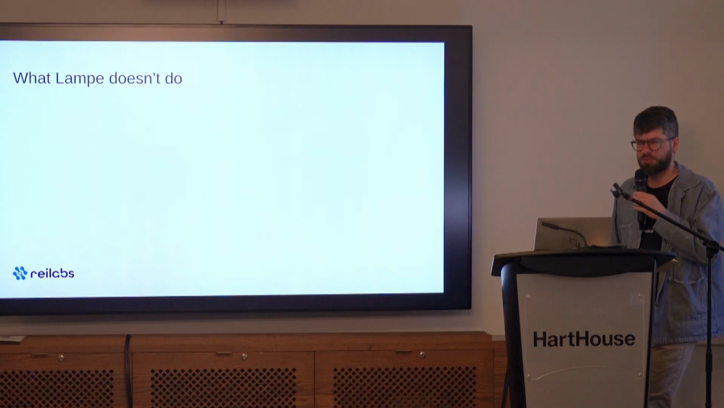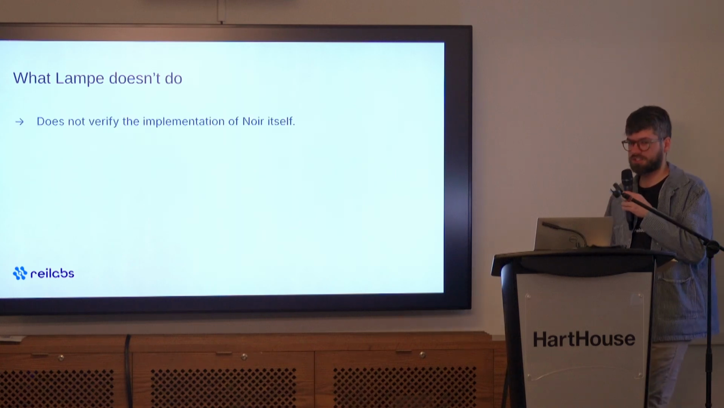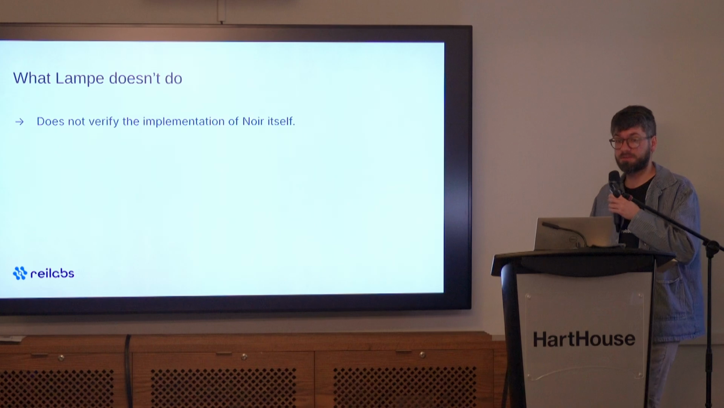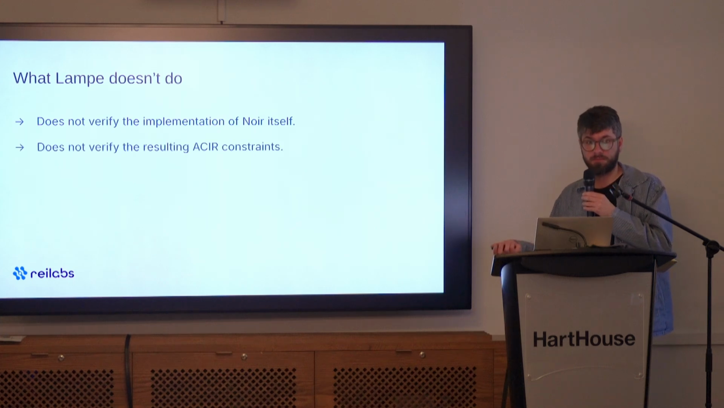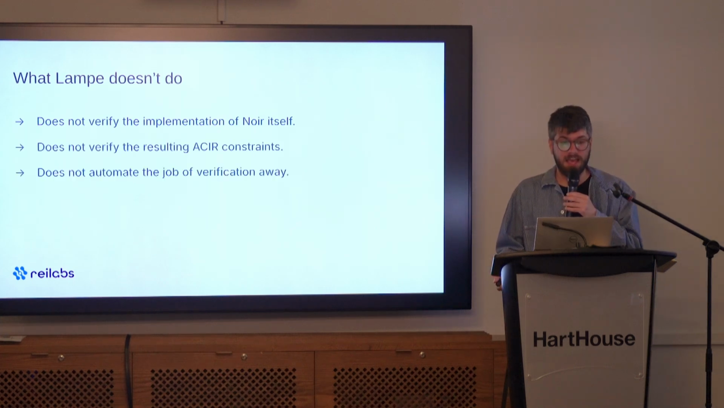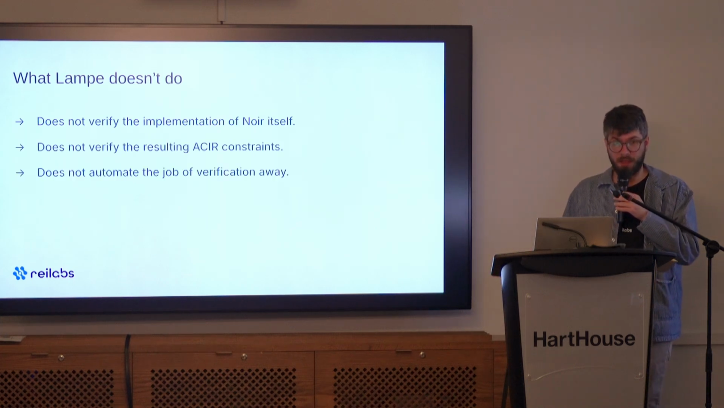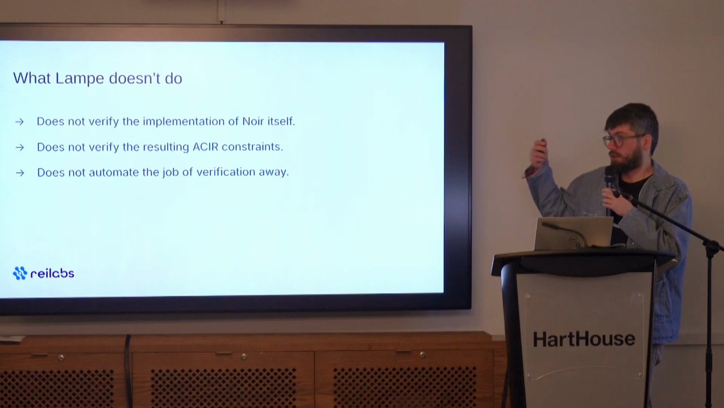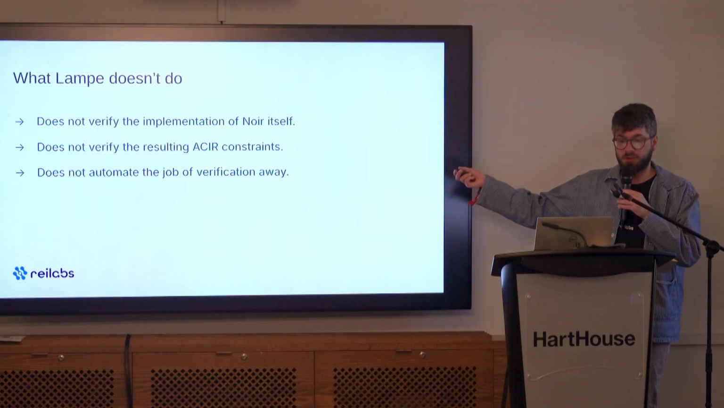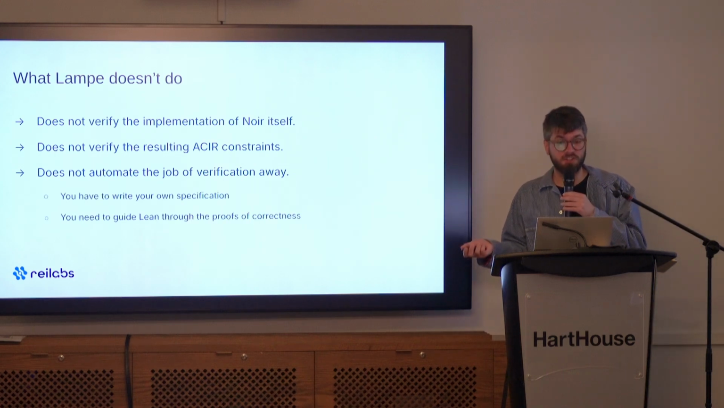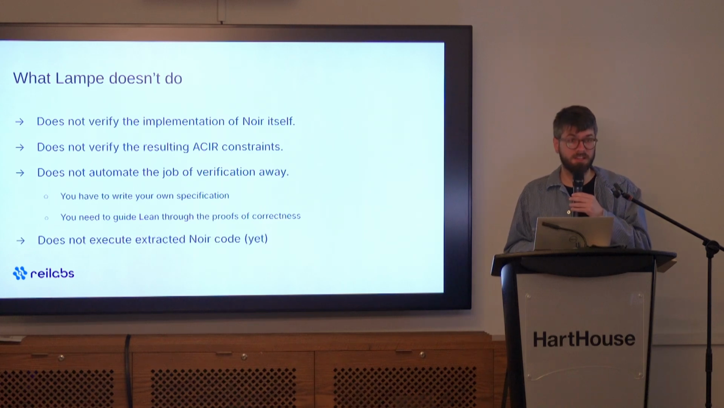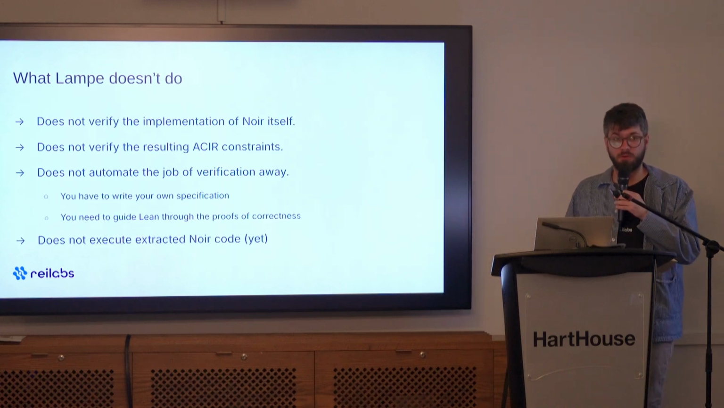So I've kind of told you what Lampe is and what Lampe does, but let's just say a few words about what Lampe doesn't do. It doesn't verify the implementation of Noir itself. So it's not verifying the compiler. It's not checking anything about the constraints that are generated. And it doesn't automate your job away. As you saw, we had to write the proof manually. So there is some automation, but it's not going to be doing all of our work. You have to write your own specifications, and you have to guide Lean through the proofs of correctness. And in the end, it also doesn't execute Noir code yet.